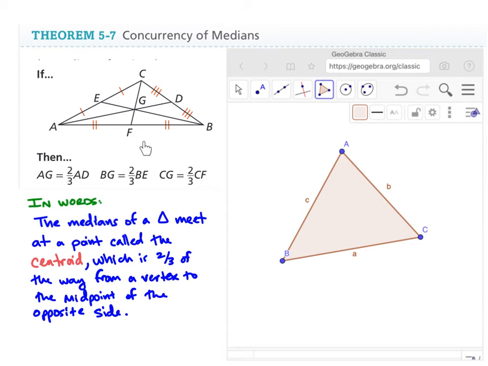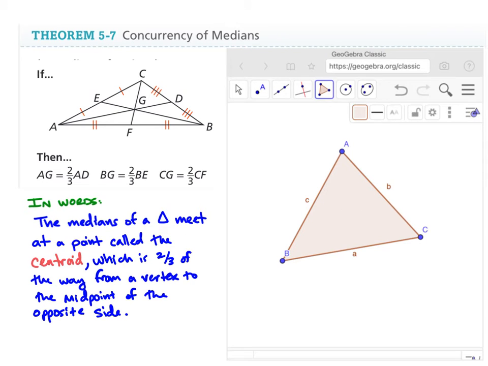Another way to think about that is that if I took one of these medians, let's say segment AD, and I divided it into 3 equal sized pieces, then from A to G would be 2 of those parts, and from G to D would be the other part, right? If this entire median was 15 units long, then breaking it into 3 equal sized pieces would be 3 pieces that are each 5 units long. Well, A to G would be 2 of those pieces. It'd be 10 units. And then G to D would be the third piece, or 5 units. All right, so that's what the centroid tells us.